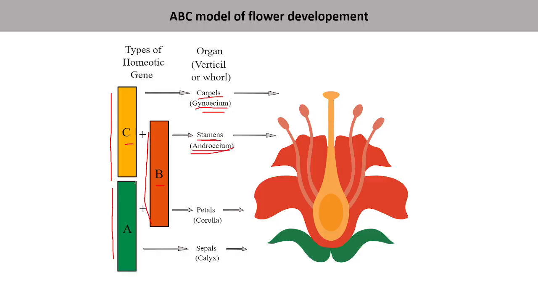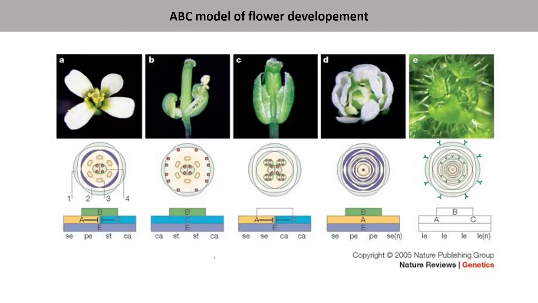Now, when A and B genes express together, they will form the corolla part of the flower, which is also called the petals of the flower. And when only the A gene expresses, that will form the calyx, also called the sepals of the flower.